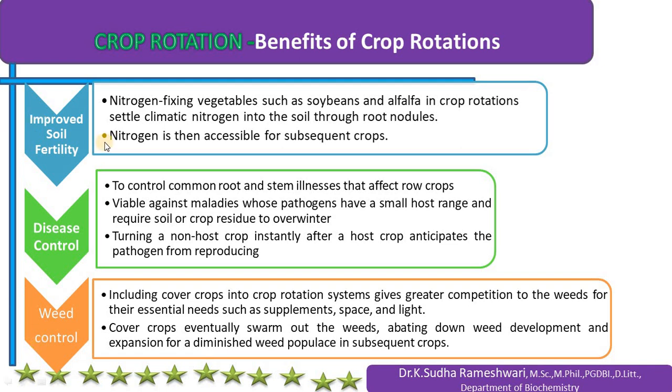First one is improved soil fertility. Crop rotation improves the physical and chemical conditions of soil and thus improves the overall fertility. Nitrogen fixing legumes such as soya beans and alfalfa in crop rotation settle atmospheric nitrogen into the soil through root nodules. This nitrogen is then accessible for subsequent crops.